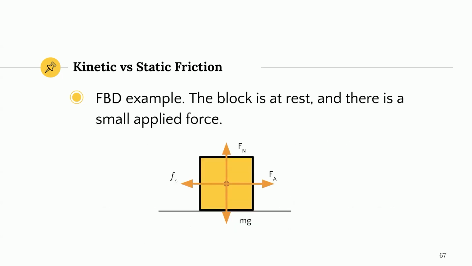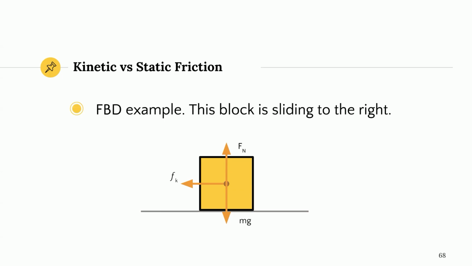Here's a free body diagram example. The block is at rest and there is a small applied force. So this small applied force goes up and has the static friction meet the applied force. Essentially, there's a maximum amount of force that static friction will have for any given object. And if you have an amount of applied force that doesn't meet that maximum, the static friction will be equal and opposite to that applied force and cancel it out. Therefore, there will be no net force and it will not accelerate.